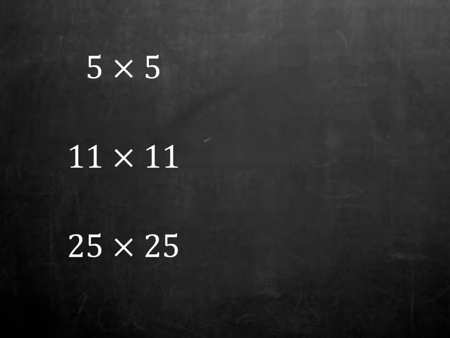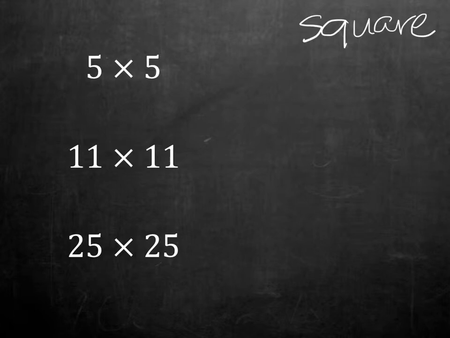Alright, so you're going to see some numbers listed here. I've got 5 times 5, 11 times 11, and 25 times 25. In all of these numbers, you'll notice that I have two factors of the exact same value. Well, when we take a number and multiply it by itself, we call it squaring the number. Hence the name of the video, which is perfect squares.